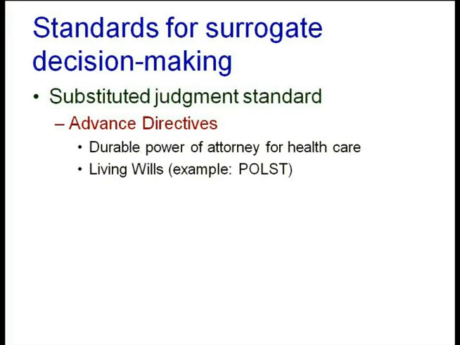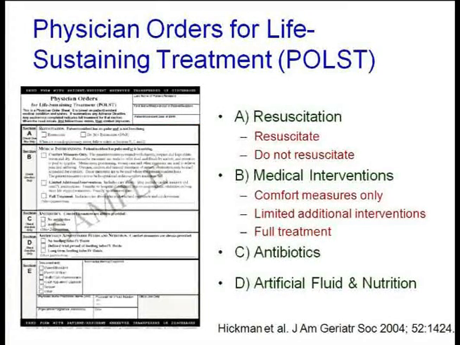And the second type are living wills. One of the best known and most popular now is called the POLST form, which was developed by Susan Tolle and associates in Oregon and has now been adopted by many states. I give it to you just as a typical advance directive document. It has 4 sections where the patient indicates their preferences for resuscitation, medical interventions from comfort measures to full treatment, use of antibiotics, and use of artificial fluid and nutrition.